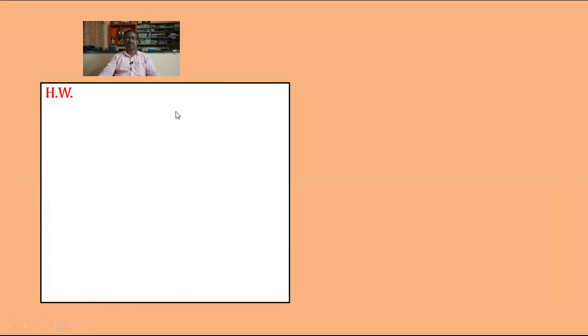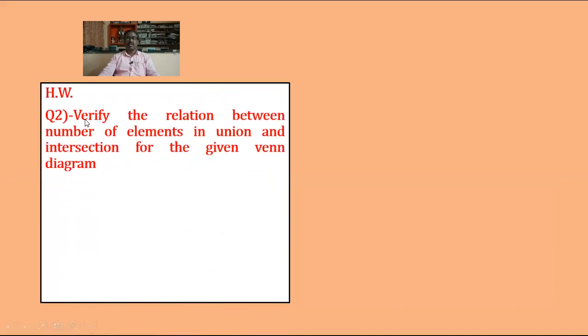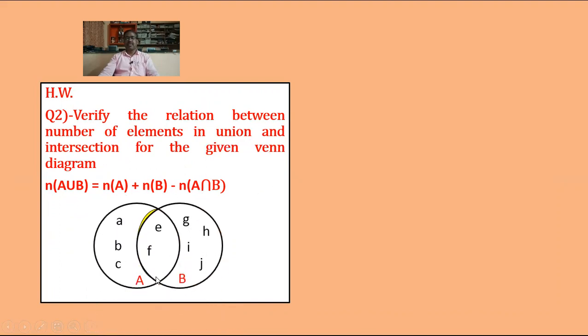Today's homework. Question number 1. Verify the relation between number of elements in union and intersection for the given Venn diagram. n(A union B) is equal to n(A) plus n(B) minus n(A intersection B). Prove this property with the help of the given Venn diagram.